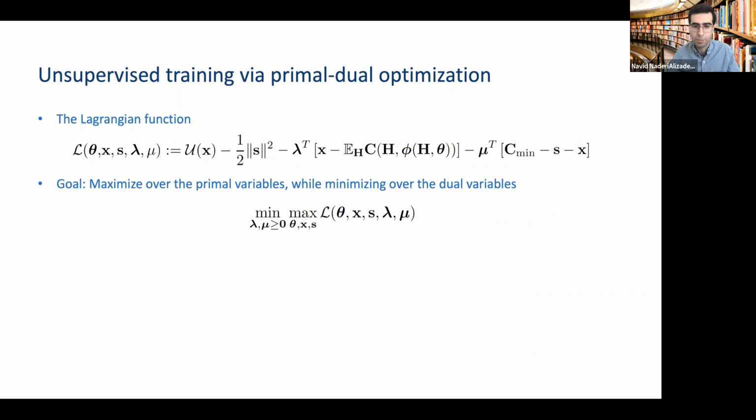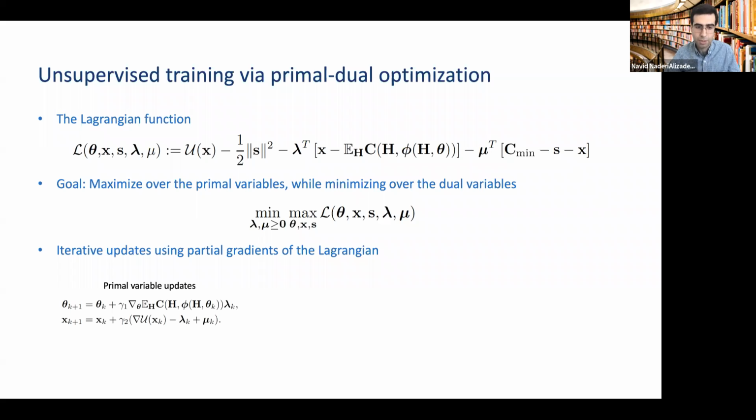And then our goal is basically to maximize the Lagrangian over our primal variables, which are the slack variables, the neural network parameters, the GNN parameters, and the rates, while minimizing it over the dual variables, which correspond to the constraints that we have. And we just use an iterative update mechanism using partial gradients of the Lagrangian.